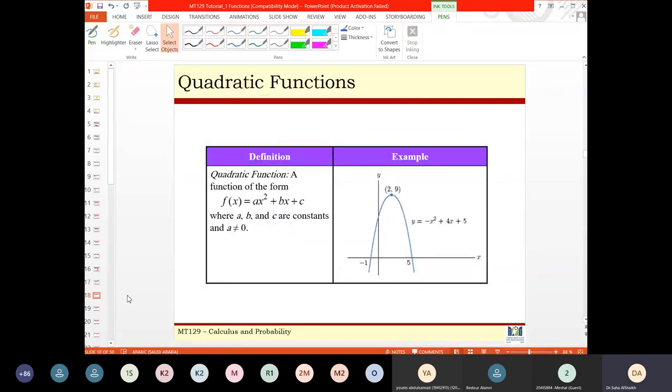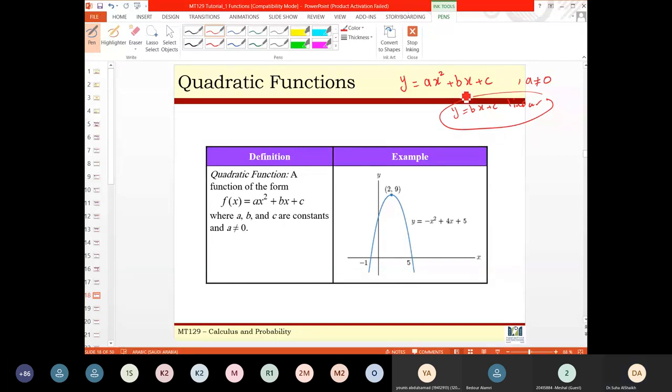The second type is what we call the quadratic function. The quadratic function is anything that looks like y equal to ax squared plus bx plus c. It is of the second degree. And we put the condition that a is not 0, because if a is 0, it will be y equal to bx plus c. It will be linear. So I don't want a to be 0 because I don't want it to go back to the linear case. So we say it is y equal to ax squared plus bx plus c under the condition that a is not equal to 0.